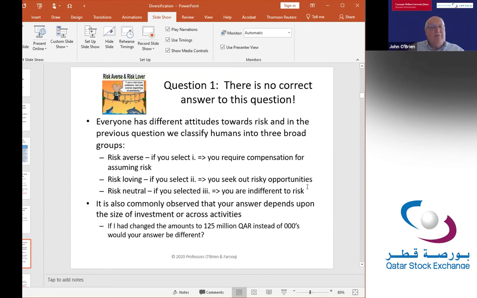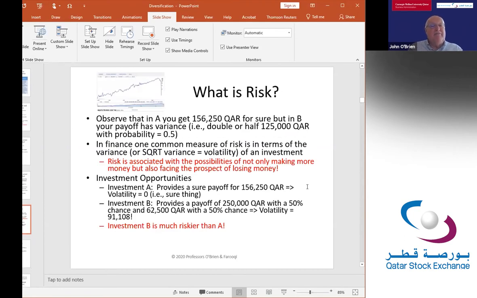Now we'll build on what that tells us. Observe that in A you've got 156,250 Qatar riyals for sure, and in B you've got either double or half. I've changed A to you: you get 156,250 riyals for sure. Now in B, you're going to get double or half that, with half, 125, with probability 0.5.